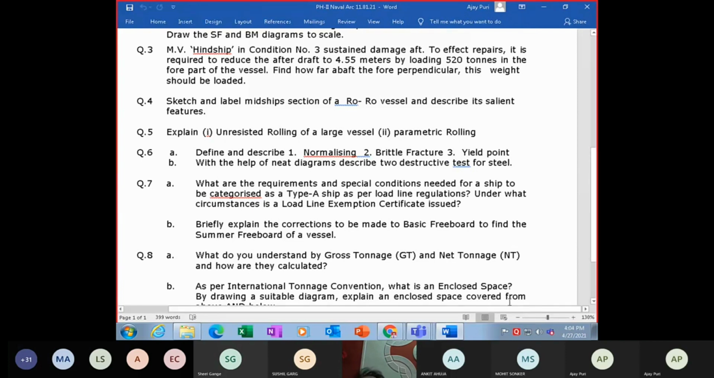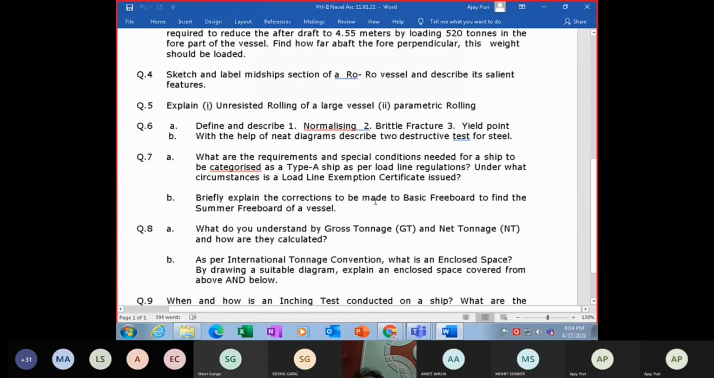7A. What are the requirements and special conditions needed for the ship to be categorized as type A as per the load line regulations? So whatever the requirements for conditions of assignment for type A, you have to write in this answer. And under what circumstances your load line exemption certificate is issued. So this might be a 13-mark question, this might be a 12-mark question.